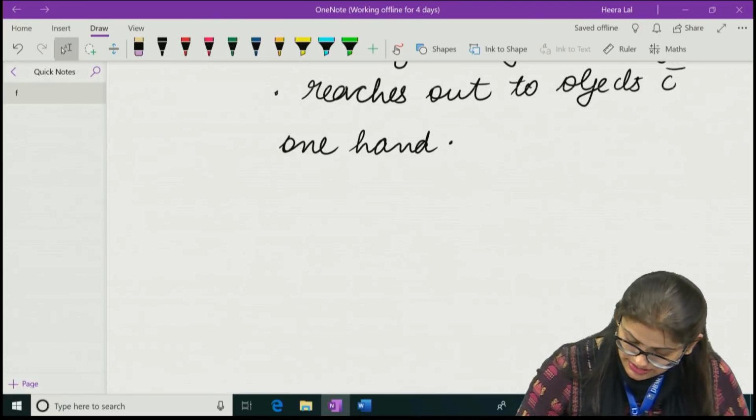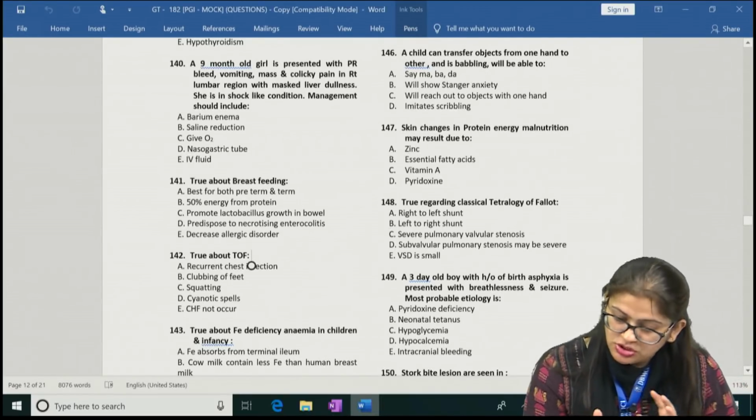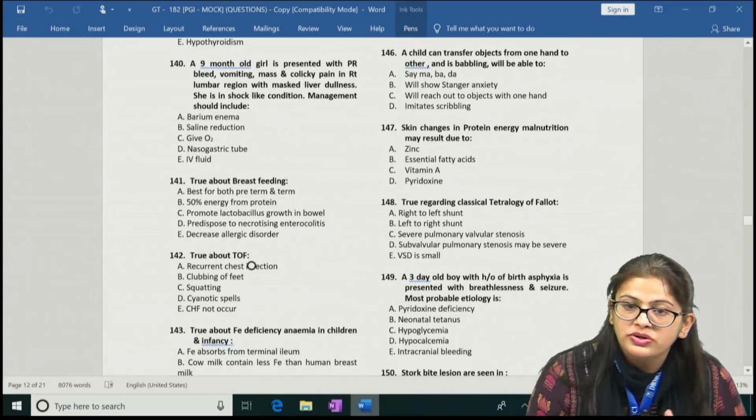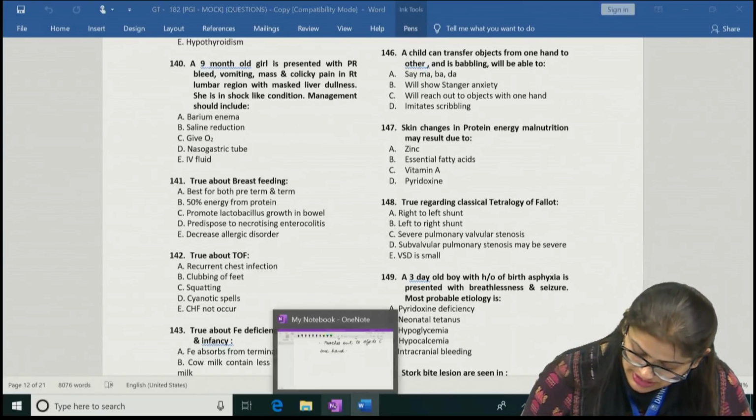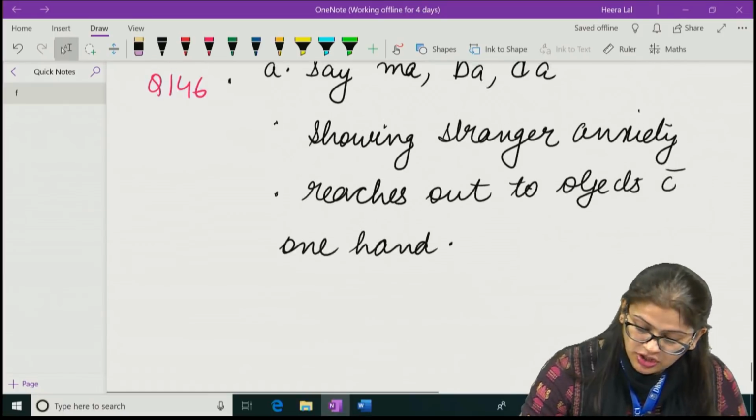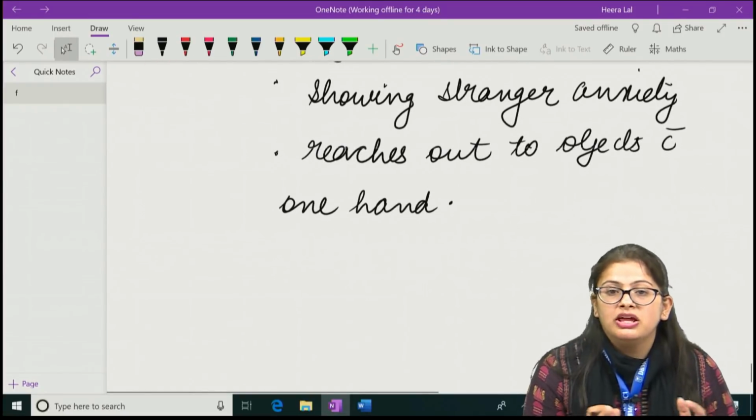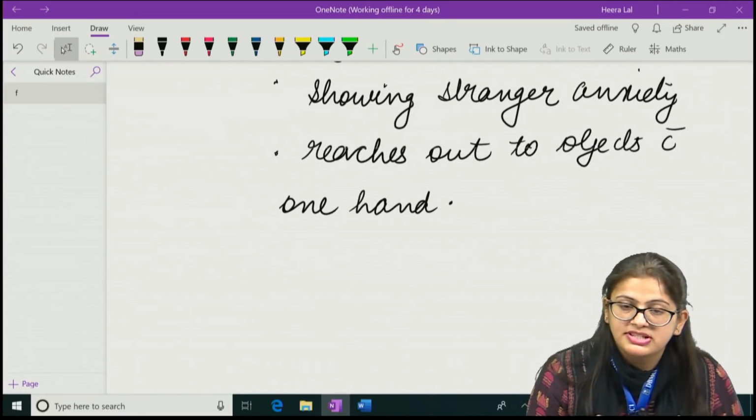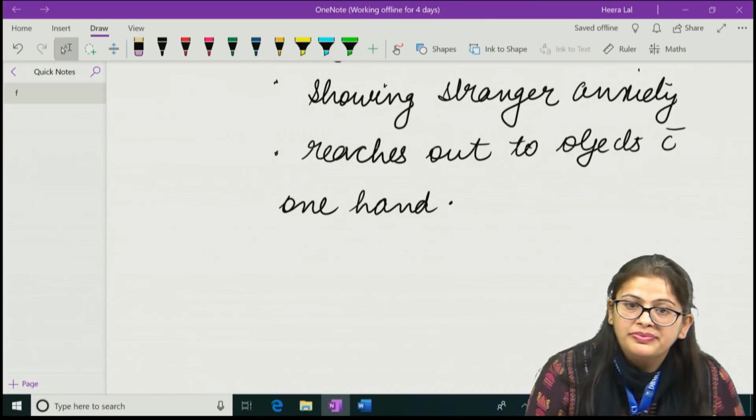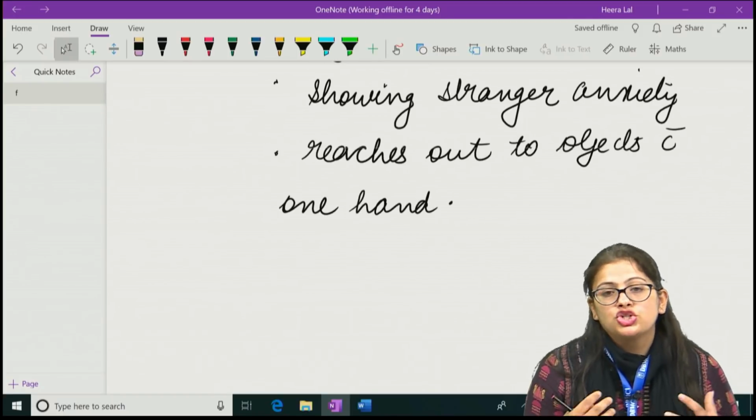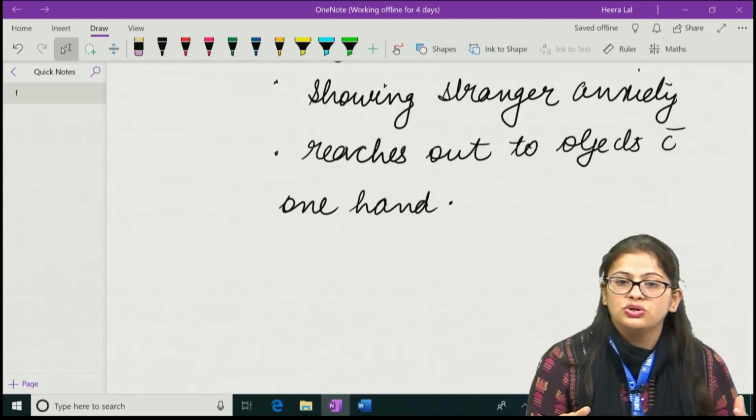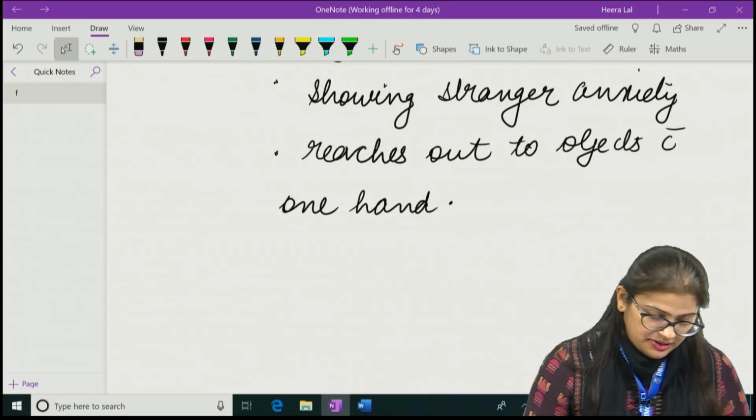So this child who was able to transfer objects from one hand to another was close to 5 to 6 months, and at close to this age, the child will be able to use monosyllables saying ma, da, ba. He will be able to show stranger anxiety, and he will show a unidextrous approach and will reach out to objects with one hand.